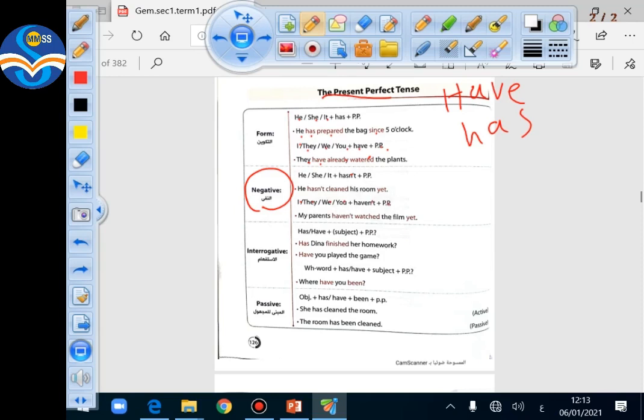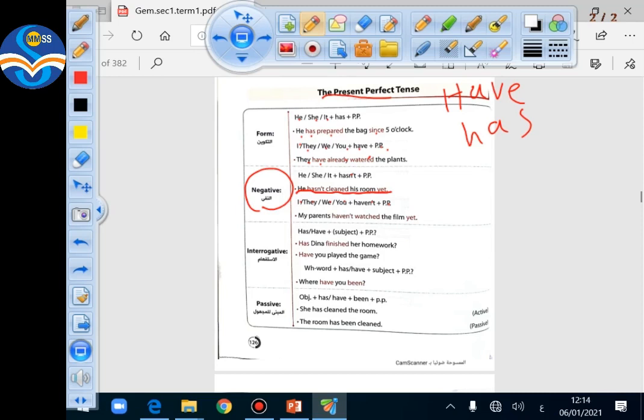My parents haven't watched the film yet. This is an example of the negative form. And he hasn't cleaned his room yet. This is how to form a negative sentence using the present perfect. How do I form it? I just put not with have or has. So they become hasn't or haven't.